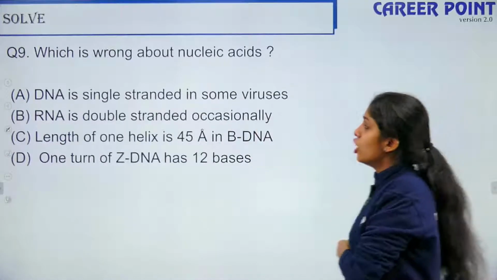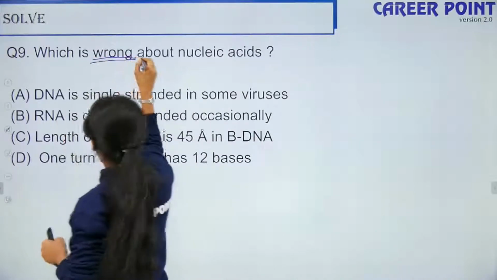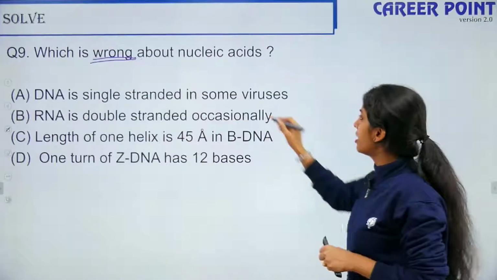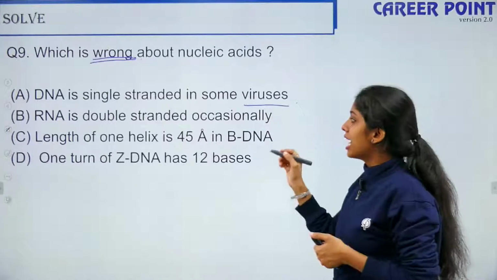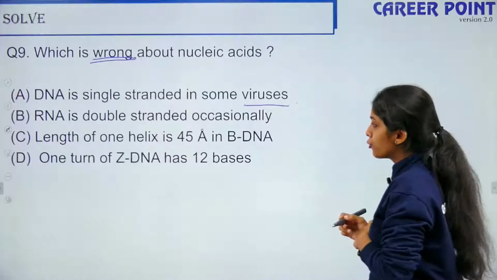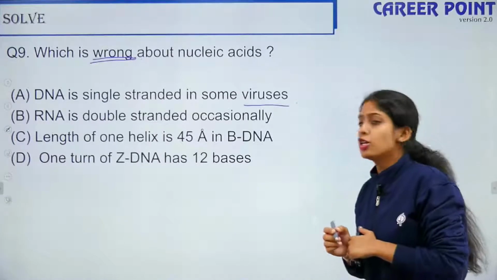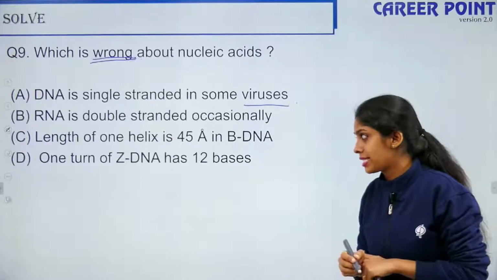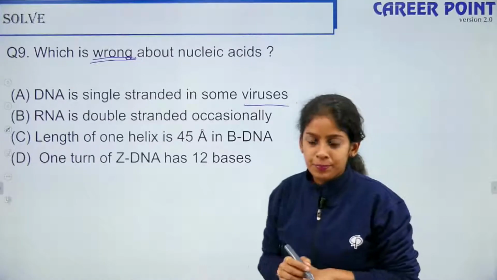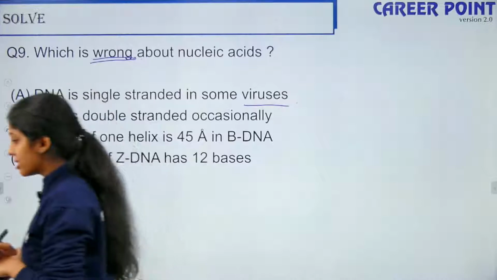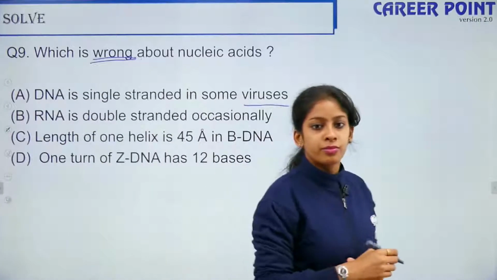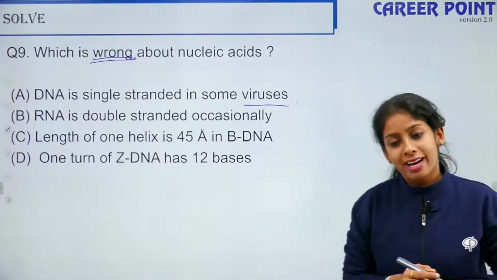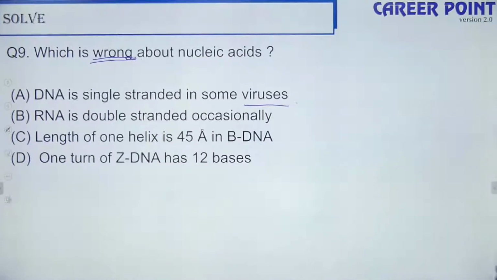So question 9, which is wrong about nucleic acid? DNA is single-stranded in some viruses. RNA is double-stranded occasionally. The length of one helix is 45 Armstrong in B-DNA. One turn of Z-DNA has 12 bases. Yes. What is the wrong statement here? Question number 9. Okay, A is for question number 8. Yes, understood. Yes, what is the answer for question number 9?